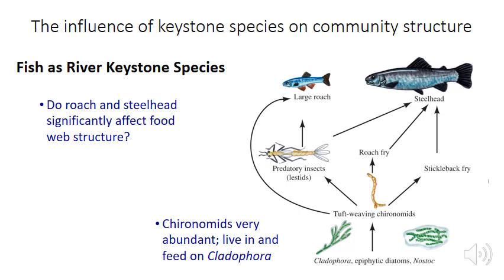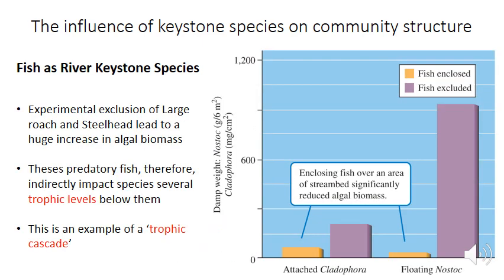So the question that Mary Power in 1990 asked was, do these large fish have a significant effect on the food web structure? So what Power did was she developed plots within the river from which she excluded these large fish, so the large roachfish and the steelhead trout. And she wanted to know what effect the exclusion of those fish would have on the structure of the food web.